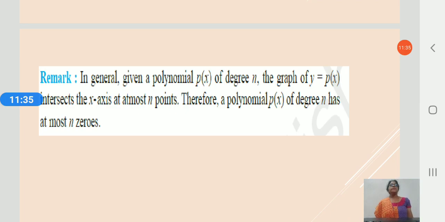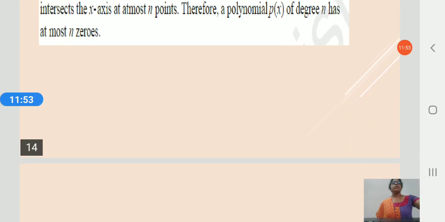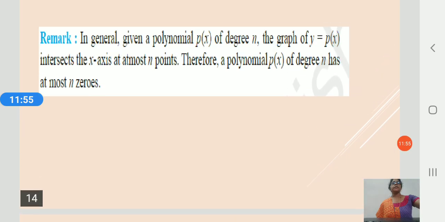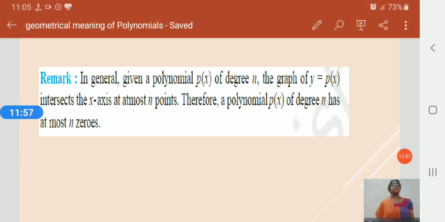In general, we can say that for a polynomial of degree n, the graph of y is equal to p of x intersects the x-axis at most n times. Therefore, a polynomial of degree n has at most n zeros. That is, a linear polynomial has 1 zero, a quadratic polynomial has maximum 2 zeros, and a cubic polynomial has maximum 3 zeros. Thank you.